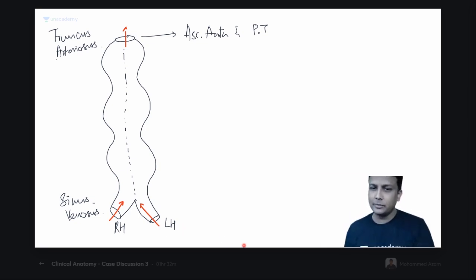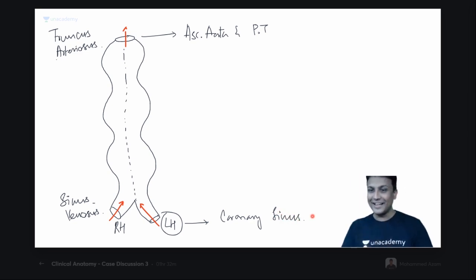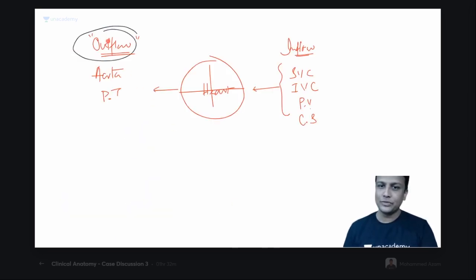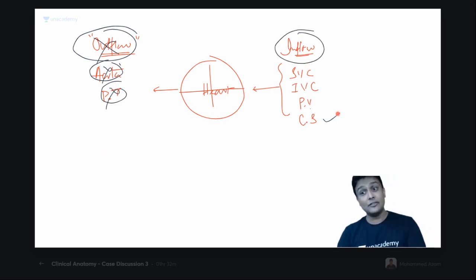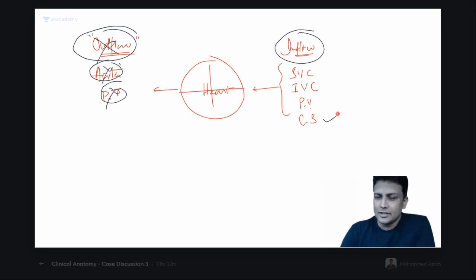And out of these two, remember, the left horn of the sinus venosus is the one which is going to form the coronary sinus, which is going to bring the blood from your heart, the inflow part. Is it okay? So we are done with the outflow parts. The aorta and the pulmonary trunk are done, and welcome to the inflow part. In this, the coronary sinus will be derived from the left horn of the sinus venosus. I think all of you are comfortable.